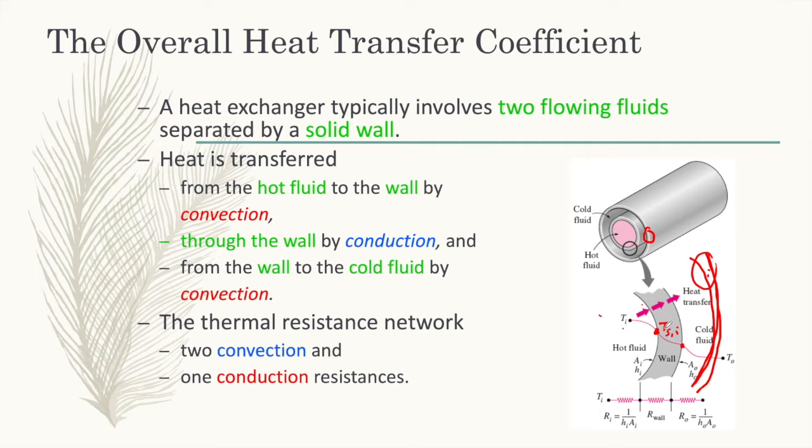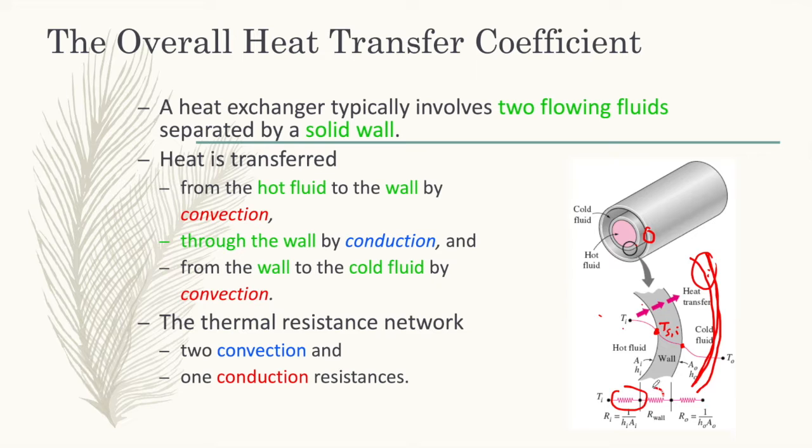So if we do the thermal resistor network, it will be like this. From Ti, the hot fluid temperature, we have the convection process, where the convection resistance is 1 over hi Ai. Here hi represents the inner convection heat transfer coefficient, and Ai is the inner area of the inner tube.